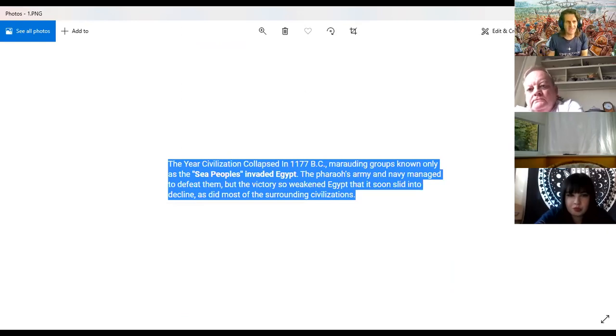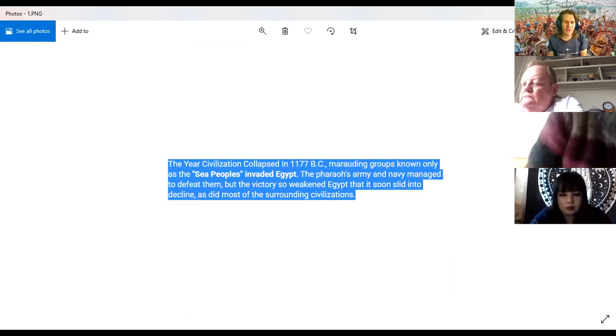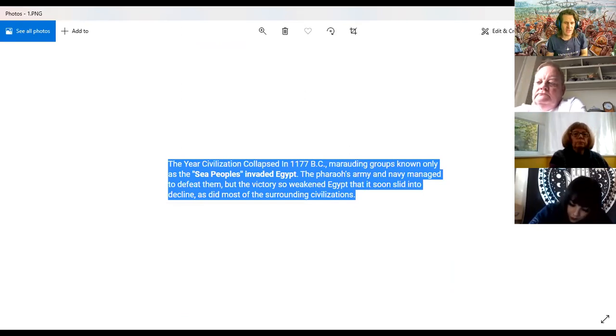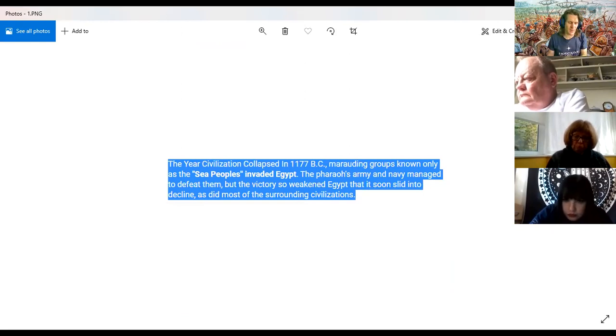So this is the year civilization collapsed, 1177 BC. Marauding groups known only as the Sea Peoples invaded Egypt. The Pharaoh's army and navy managed to defeat them twice, but the two victories so weakened Egypt that it slid into decline, as did most, if not all, of the civilizations around it. And we go into the period known as the Dark Ages in the Mediterranean landscape.